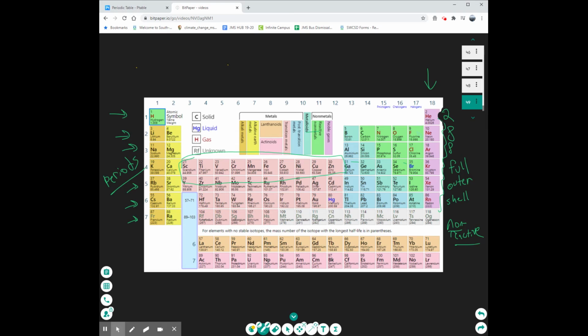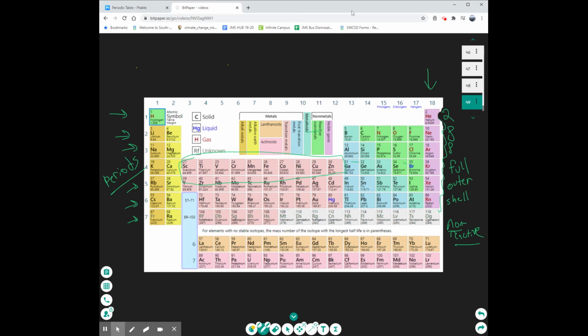Fluorine, on the other hand, needs one electron to be happy, right? Because it's one electron short of having a full shell. Oxygen, two electrons short of having a full shell. Nitrogen, three electrons short of having a full shell. So they're happy to accept electrons and they will take electrons. So that's what's going to cause them to bond a lot of the time. And that's literally for later. Let's not worry about it right now.